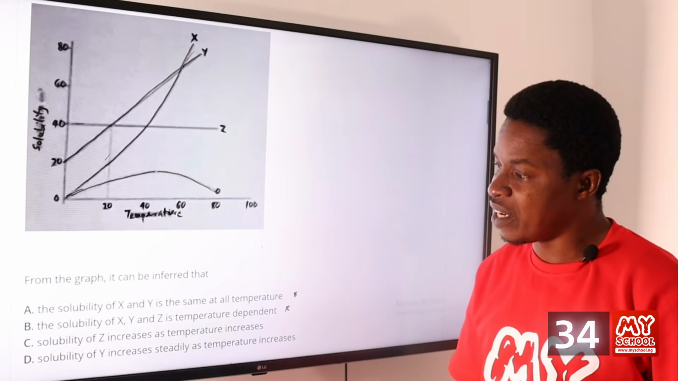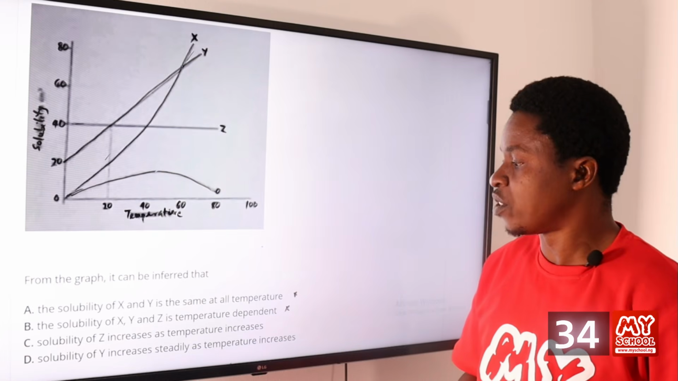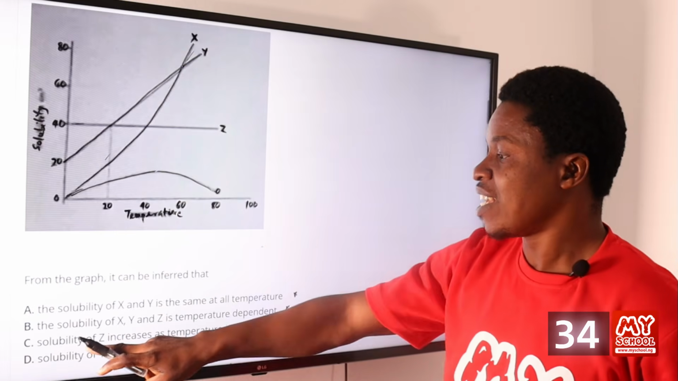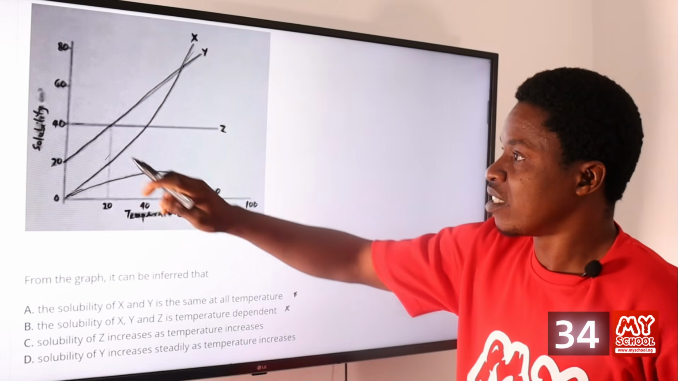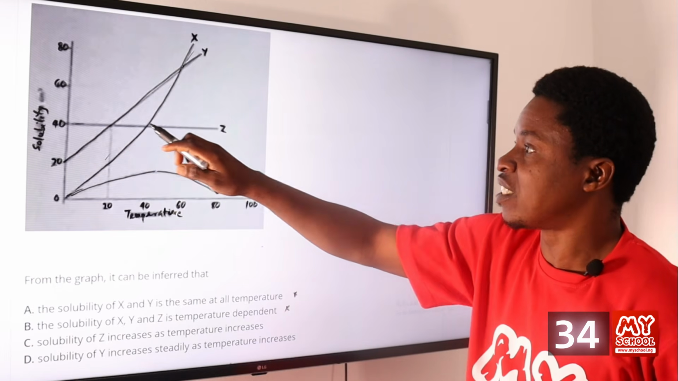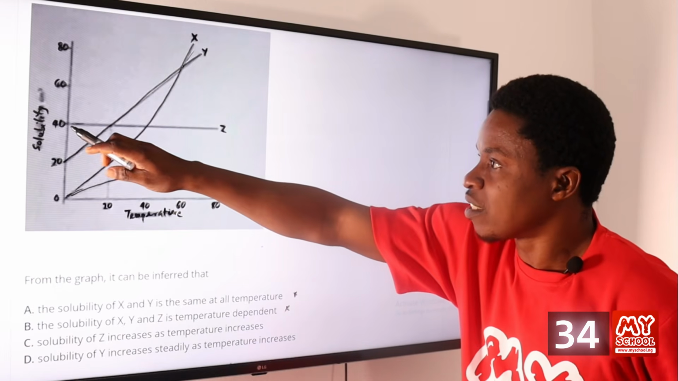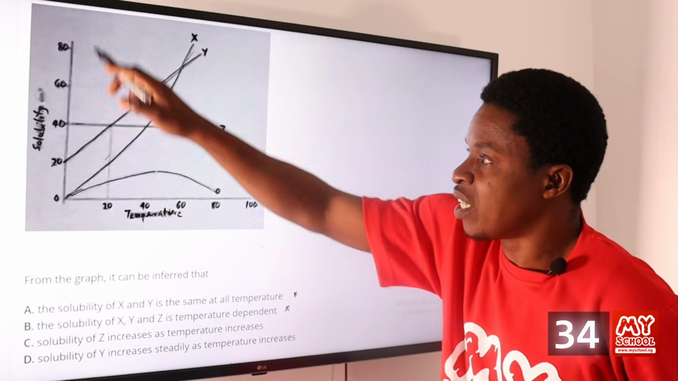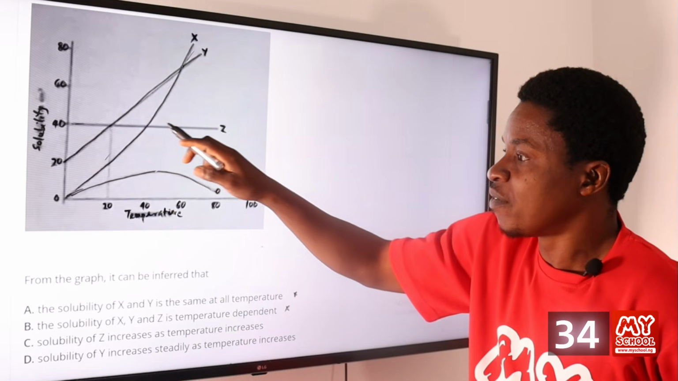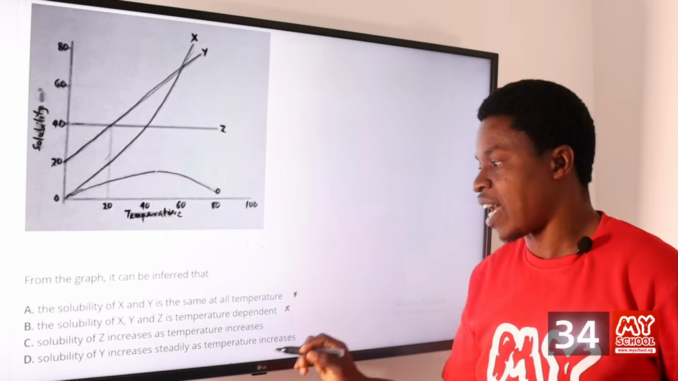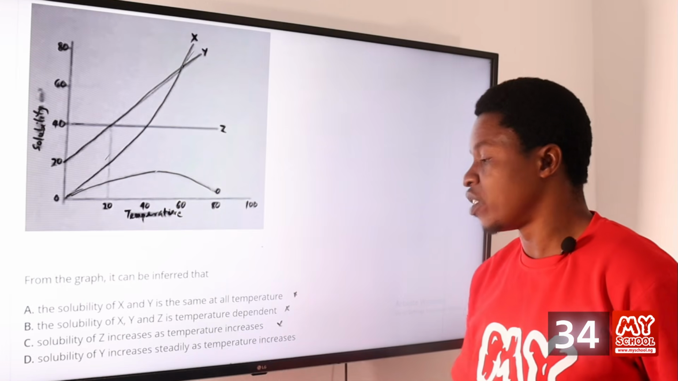Option C says solubility of Z increases as temperature increases. Now solubility is not increasing because it's at 40. Even though temperature is increasing, solubility remains at 40. It didn't rise to 50, 60, or to 42 or 80. It just remained constant at 40. So solubility of Z does not increase. It is constant as temperature increases. So this also is not correct.